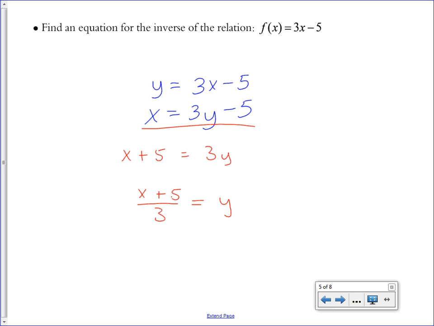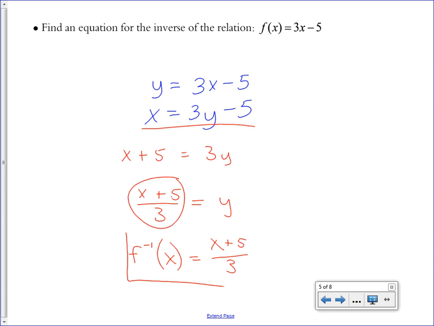So we're just going to write our final answer in inverse function notation. Remember that means f negative 1 of x equals, and here it is right here, x plus 5/3. You want to write your final answer in inverse function notation. If the original function was f of x, written like in function notation, you want to write your inverse as f negative 1 of x to differentiate between the two.